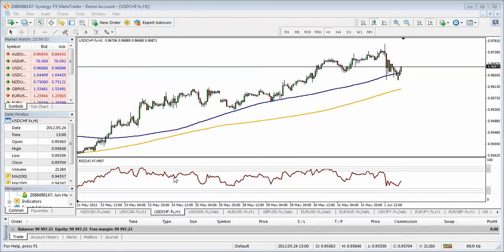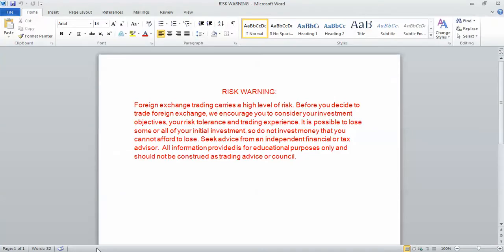Today, a few pairs we're going to be looking at, but quick risk disclaimer before we get started. Foreign exchange trading carries a high level of risk. Before you decide to trade foreign exchange, we encourage you to consider your investment objectives, your risk tolerance, and trading experience. It is possible to lose some or all of your initial investments, so don't invest money you can't afford to lose. Seek advice from an independent financial or tax advisor, and all information provided is for educational purposes only and should not be construed as trading advice or counsel.